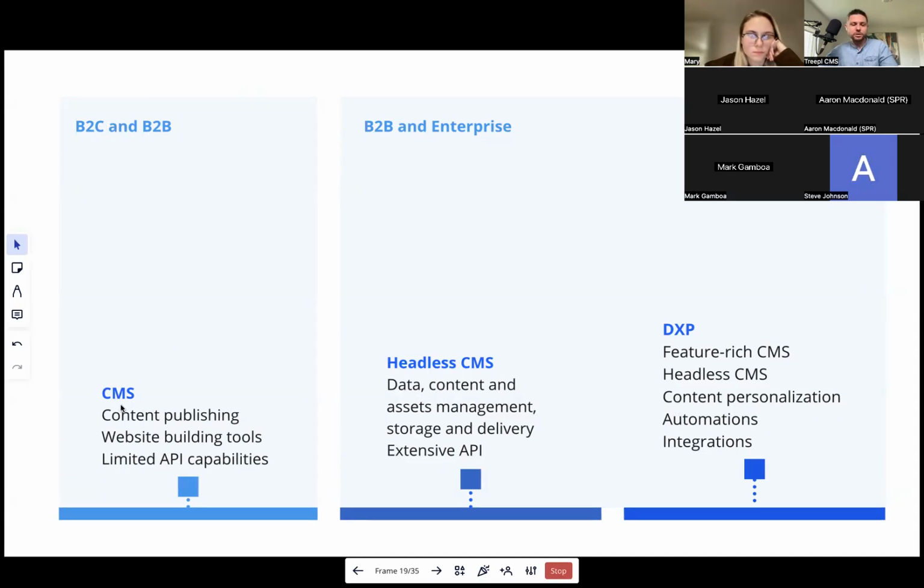And these are CMSs, basically the platforms that offer content publishing, website building tools, and limited API capabilities. Mostly those are limited because of the architecture and infrastructure limits.